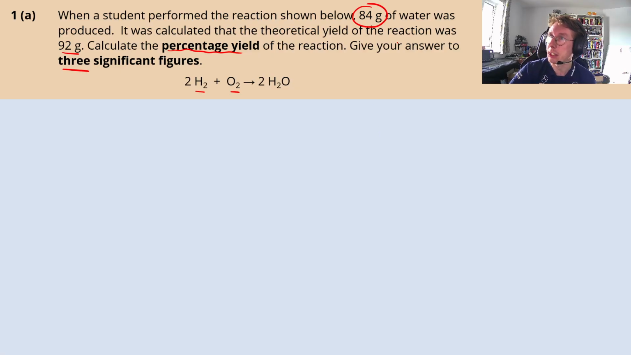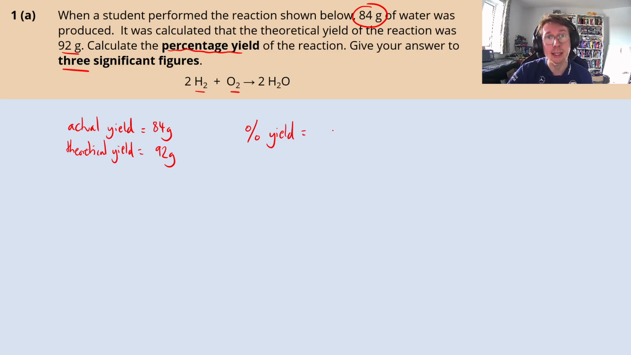So in this question, it's telling us that we've got 84 grams being produced. So our actual yield is equal, in this case, to 84 grams. Our theoretical yield, it tells us in the question, is equal to 92 grams. So therefore, to find the percentage yield, it is a percentage, it's a comparison. So we take the actual yield, which I will abbreviate AY, and we're dividing that by the theoretical yield, which I'll represent TY. Now, because it's a percentage, we do need to multiply the answer to this calculation by 100.